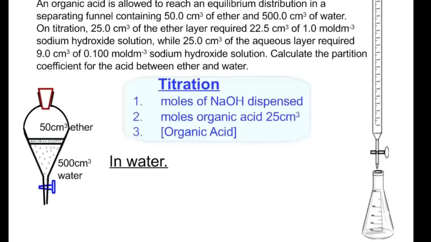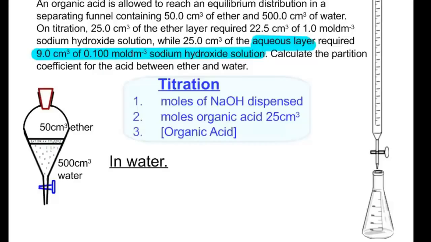Again, they've taken 25 cubic centimeters from the aqueous layer, transferred that to the conical flask, and added an indicator. A suitable indicator for what is a weak acid and a strong alkali would be phenolphthalein, which would appear colourless in the acid and turn pink at the end point.